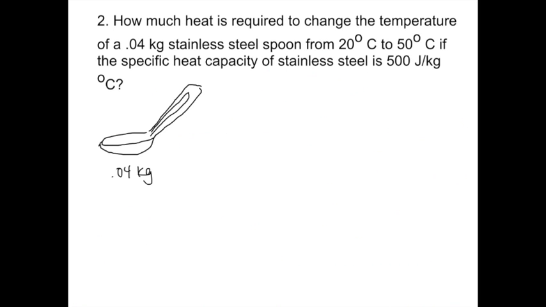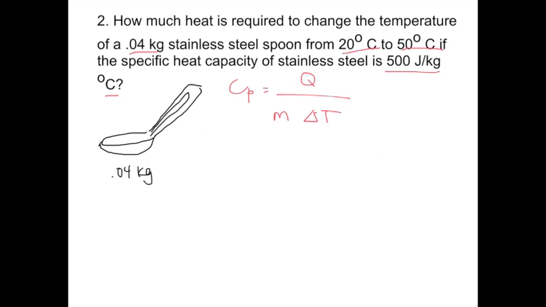Number 2. How much heat is required to change the temperature of a 0.4 kilogram stainless steel spoon from 20 degrees Celsius to 50 degrees Celsius if the specific heat capacity of stainless steel is 500 joules per kilogram degrees Celsius? So we're going to be using the same equation that we used in the first problem, where the specific heat capacity of an object is equal to the energy required for this heat transfer divided by mass times the change in temperature.